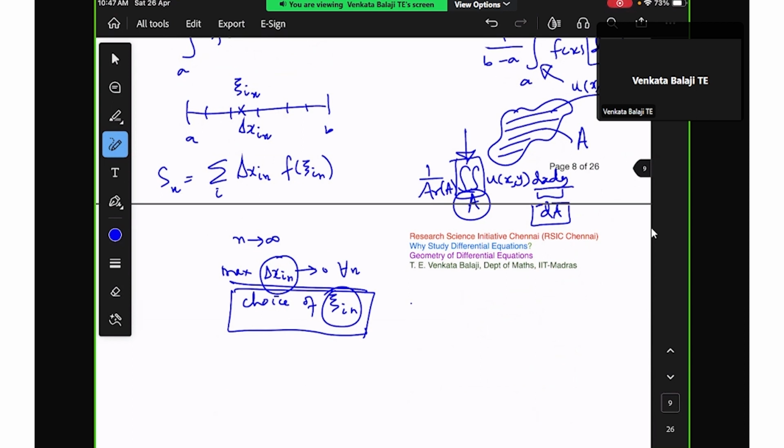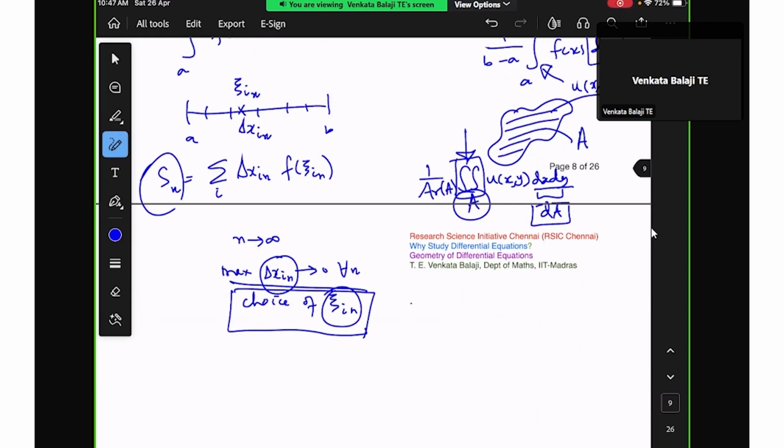Okay. What is the definition of the Riemann integral? You do this in any way you want. There is a doubly infinite way of doing this. Do all this and take the limit. All the limits of all these things should give you only one number. If that happens, that is called the integral.